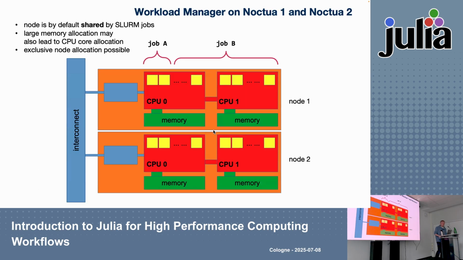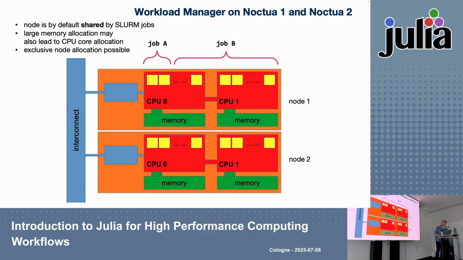Now, as explained, you can say I want a complete node in exclusive mode. Then you will get a complete machine, and the machine has 128 cores in the case of our Noctua 2 system. But you can also specify I just need 10 cores, and then your job will be executed on one node, and you can only use 10 CPU cores. And then there could be a different job also running at the same time on the shared node from a different user, or even your own job could run on the same node.